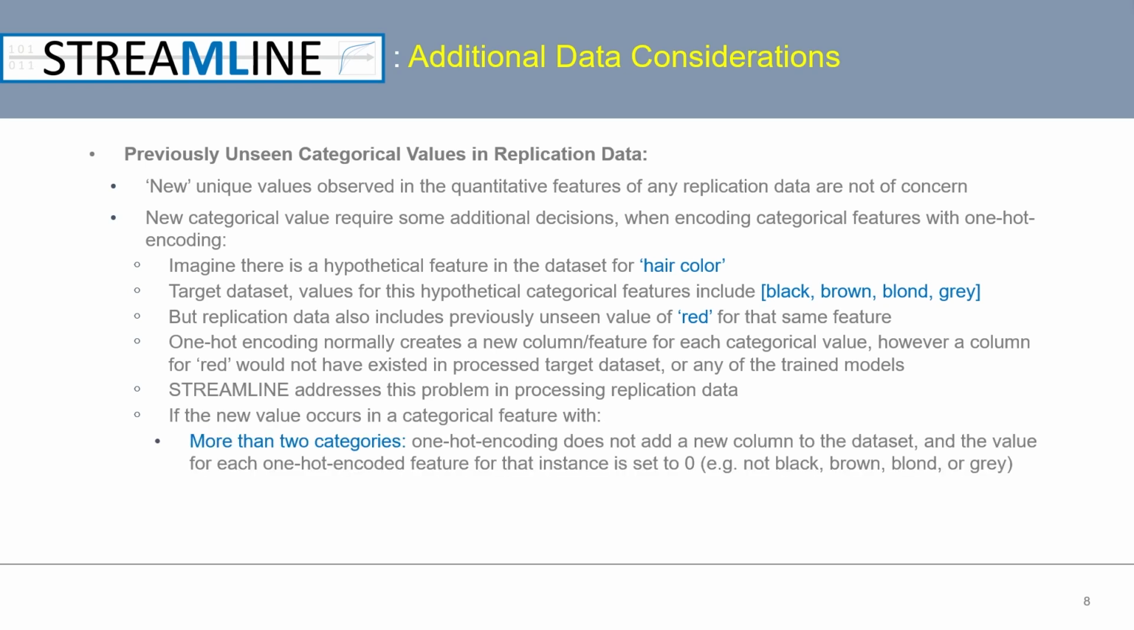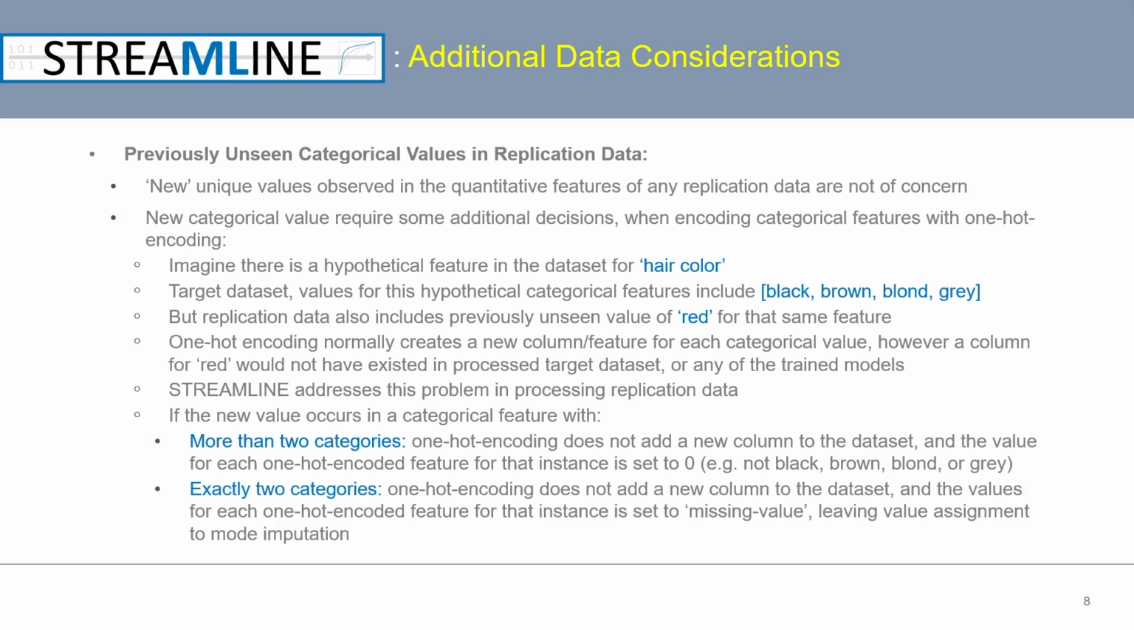If the new value occurs in a categorical feature with more than 2 categories, one-hot encoding does not add a new column to the dataset, and the value for each one-hot encoded feature for that instance is set to 0. In other words, not black, not brown, not blonde, and not gray.